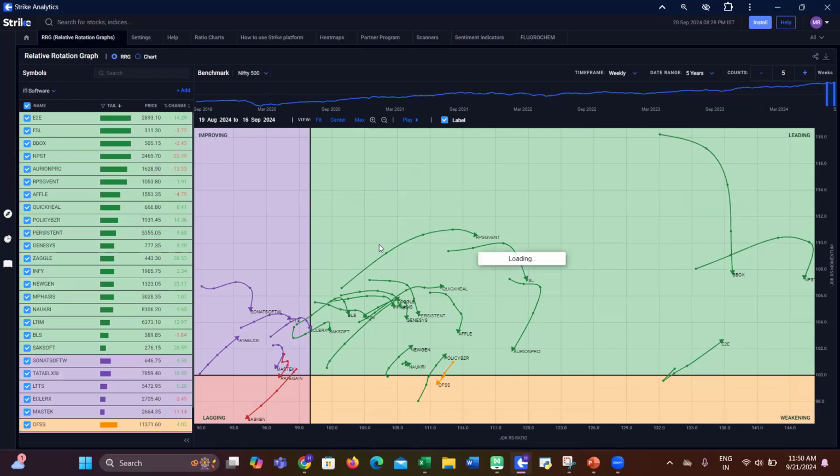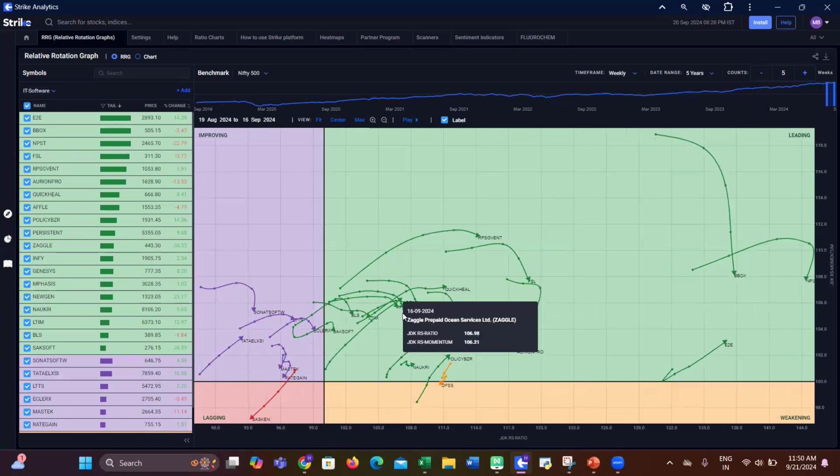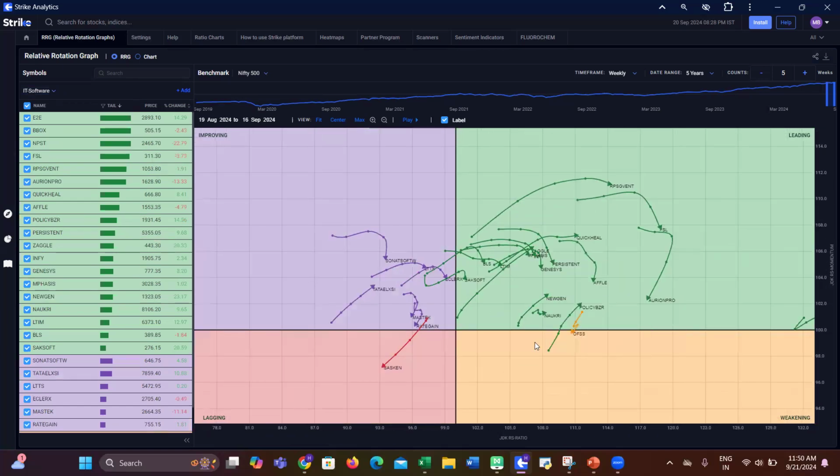So let's put the Nifty benchmark as 500, right? Right now, if you ask me, there are only a few which are showing tremendous RS momentum and RS ratio. It's Zaggle Prepaid, right? And then we have Tata Elxsi. These are the two right now showing some significant strength in terms of RS ratio and RS momentum. And there is a slight increase in the RS momentum for Newgen Software as well. And Policy Bazaar, I have already covered it.